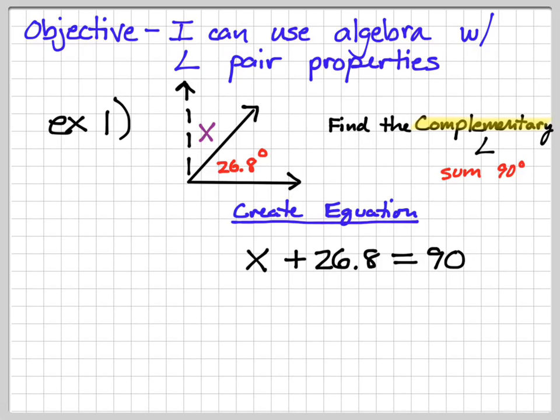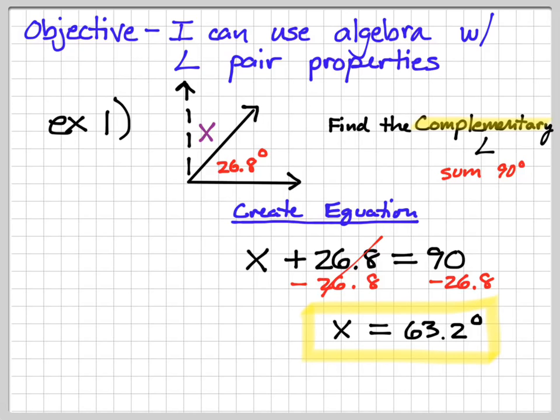But if I were to do the algebra and create an equation, because we are going to get to harder ones a little bit here in a minute, I would go and subtract 26.8 degrees from both sides. And my final answer would be x equals 63.2 degrees. Okay, on to some harder examples.